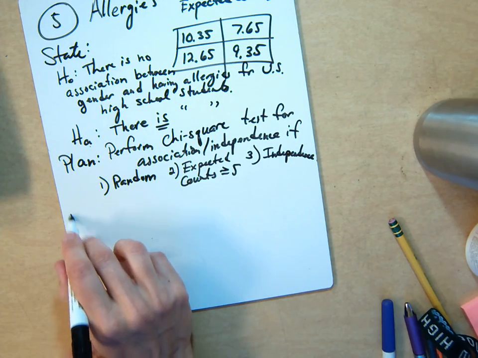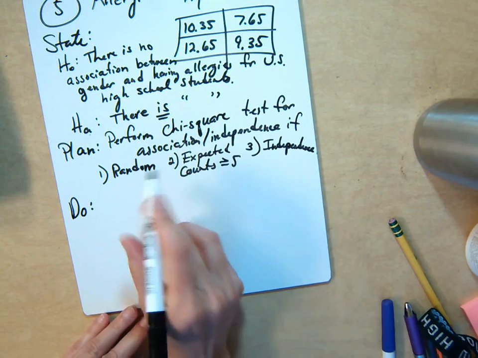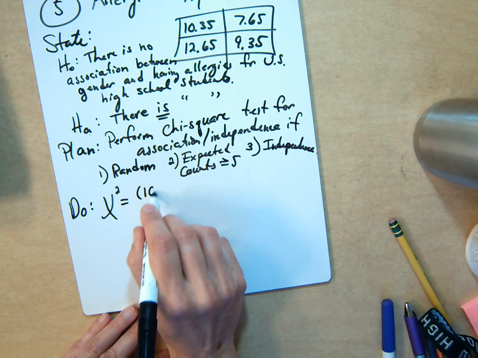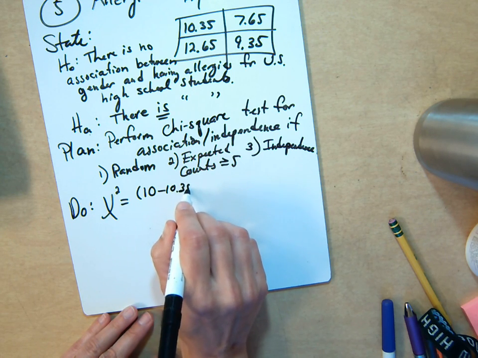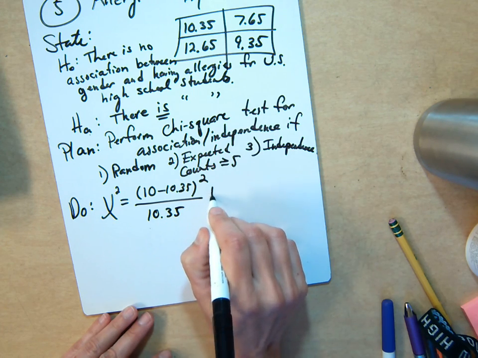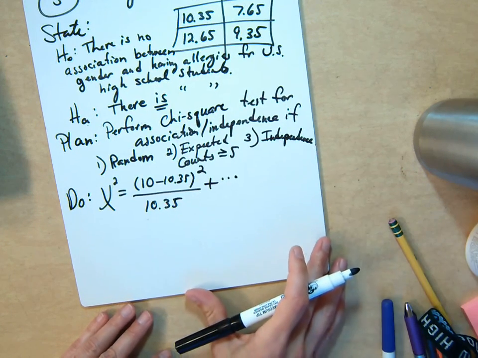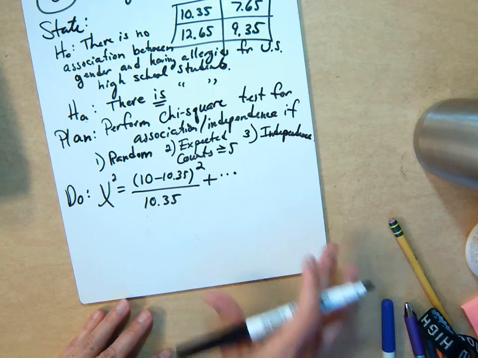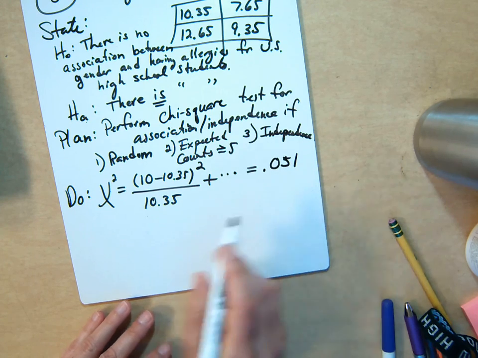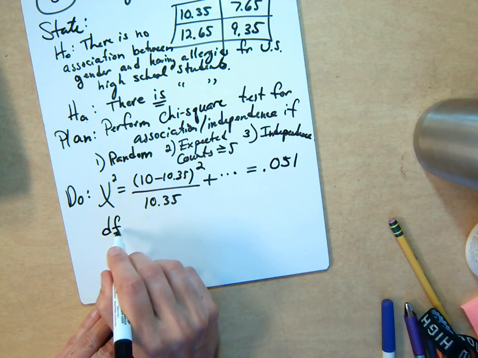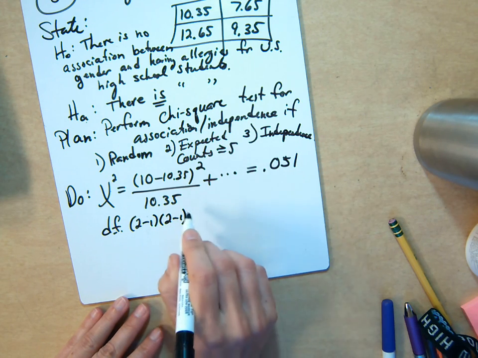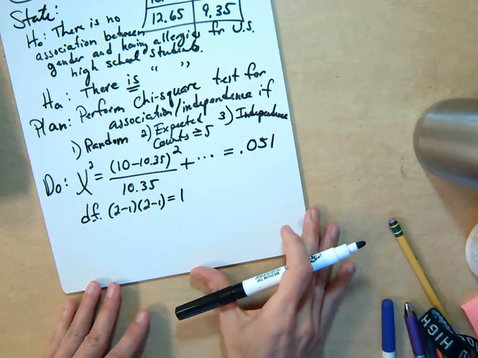And then we're going to compute our chi-squared test statistic. So we do, just like with the M&Ms, chi-squared equals observed, which was 10, minus expected, squared, over expected, plus, and we would do that for each cell. And you would get 0.051 for chi-squared. You have to keep going. Your degrees of freedom are rows minus 1 times columns minus 1. So the degrees of freedom are 1.